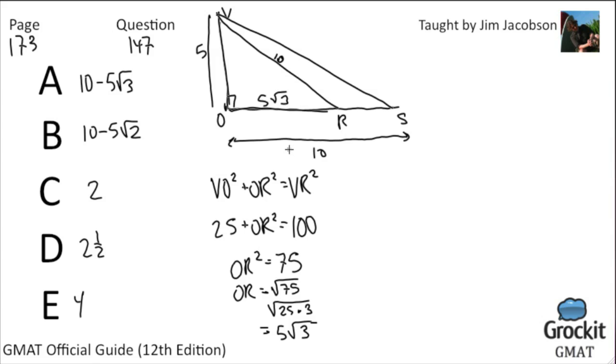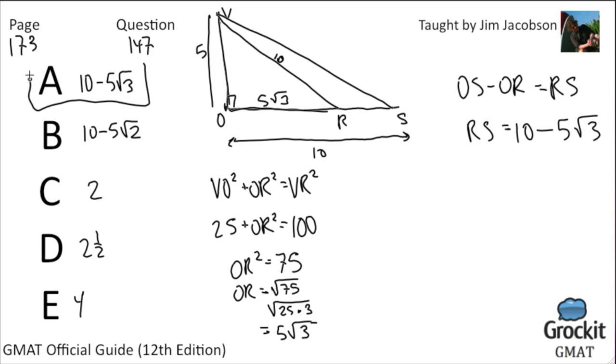The question was, what is the distance from R to S? If we subtract OS minus the length of OR, we will get RS. We know the value of OS is 10 from the original drawing, and we know the value of OR now is 5 times the square root of 3. That looks exactly like answer choice A, 10 minus 5 times the square root of 3. So we win. Okay.